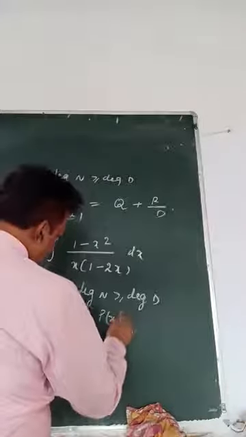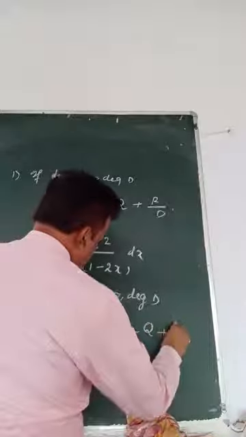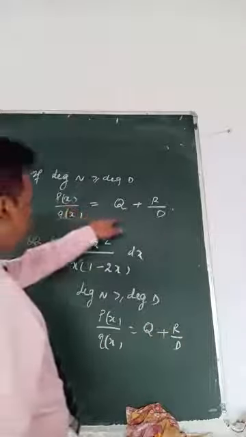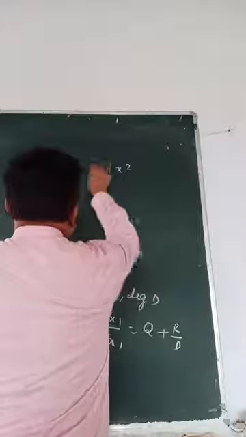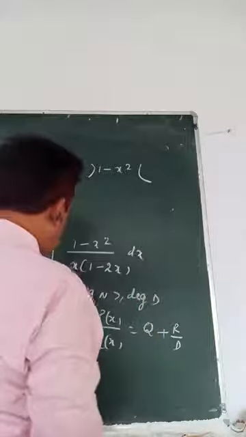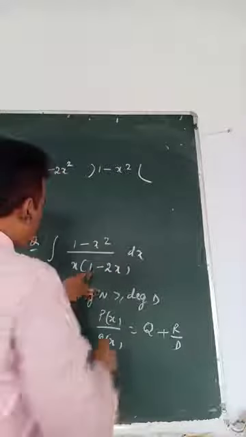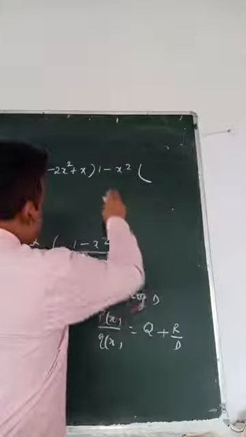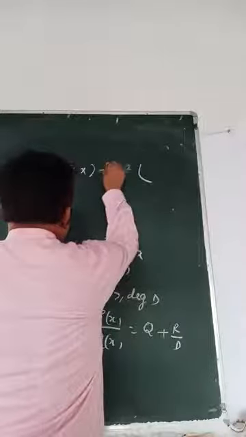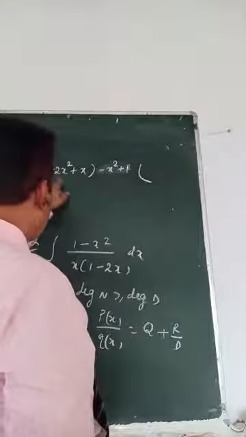So P(x) by Q(x) is quotient plus remainder by divisor. That means you have to divide it first. So how to divide? The divisor is x into (1 minus 2x). If you multiply, first it will be minus 2x square, then plus x. Because you have to arrange the degree before division. Here also you have to write minus x square plus 1, just rearrange it here.